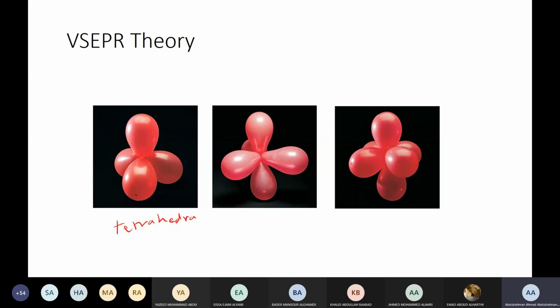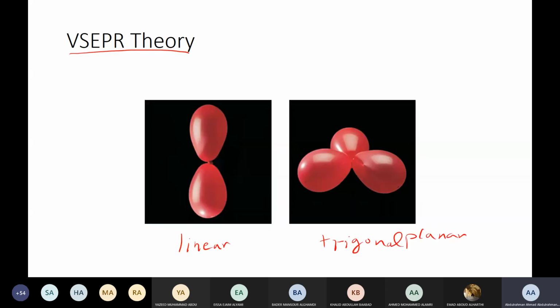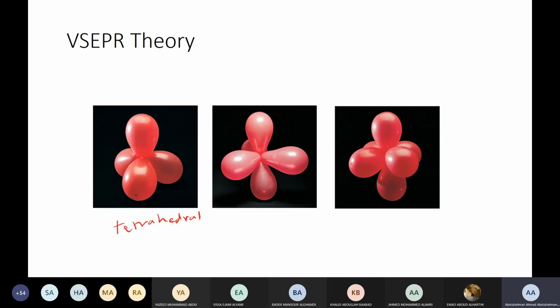I should also go back to this one. The angle here, of course, is 180. And this angle? 120. There will definitely be one question in which they ask what the angle between these things is, and you should know it. This tetrahedral, what's the angle? 109.5. You must memorize the angle.